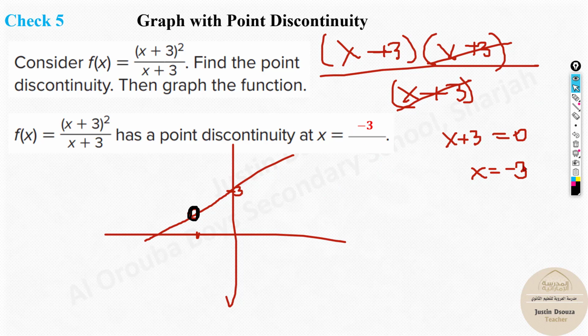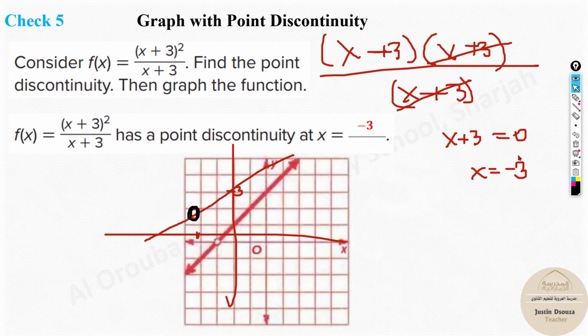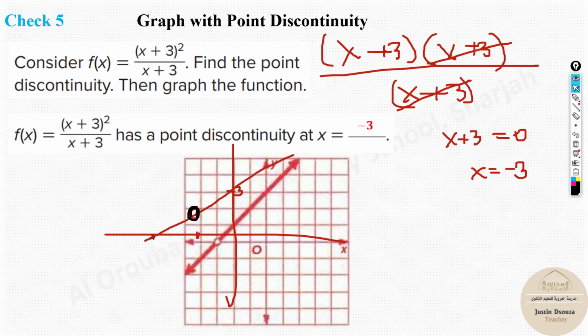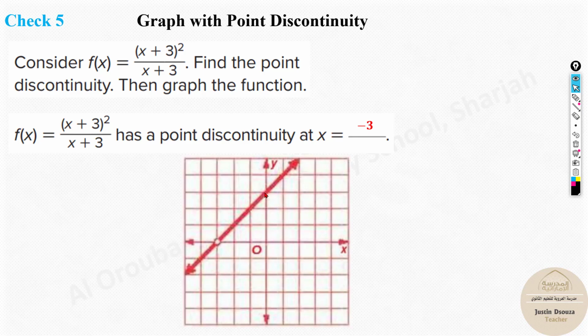Over here you can see the discontinuity. Point discontinuity is where the value is undefined, at minus 3. And the graph over here, 1, 2, 3. Mine was not accurate. Sorry, it should come down, but I didn't do it properly. But here, 1, 2, 3. Draw a 45-degree line properly, and then 1, 2, 3, minus 3. That is the hole. And this is how you plot point discontinuity.